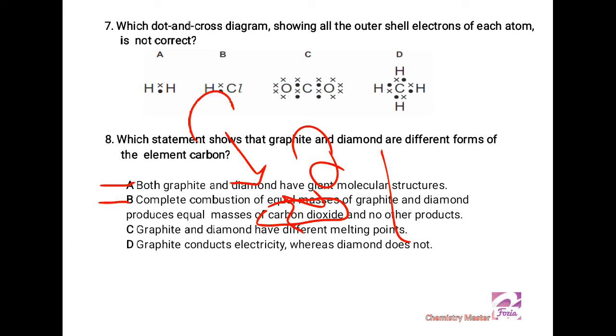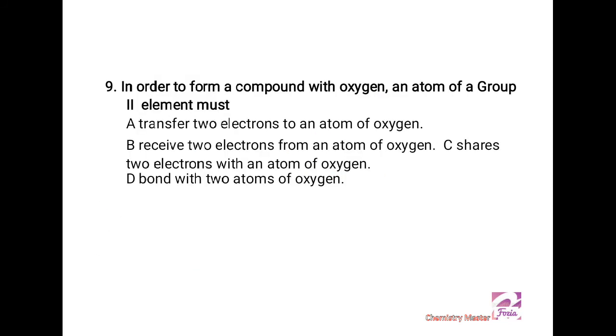We see option C. Graphite and diamond have different melting points. It's about the physical properties. D. Graphite conducts electricity, whereas diamond does not. This property does not show any elemental identification, so option B is the right one.